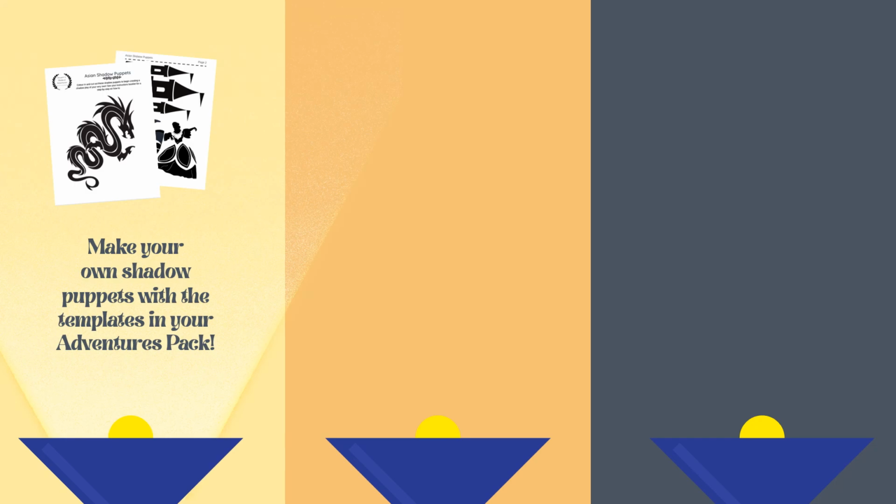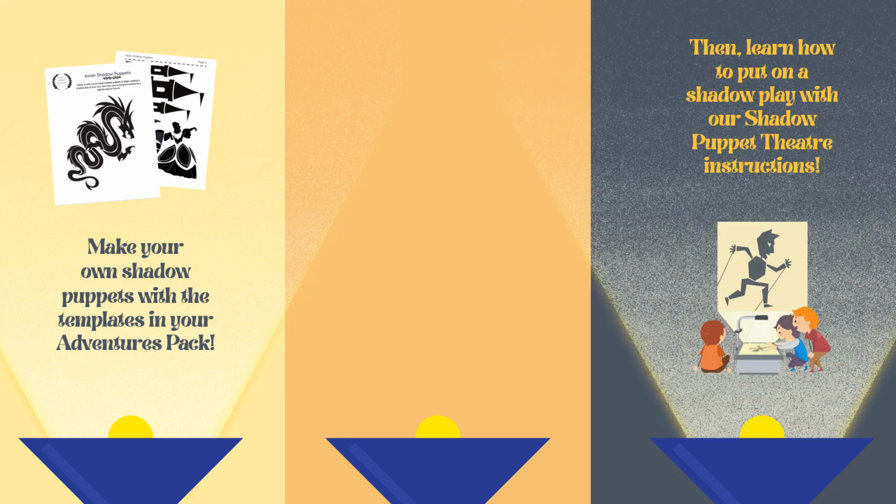Ready to put together a shadow play for yourself? You will find an Asian shadow puppet template in your Ancient and Medieval Adventures pack. Look in your instructions booklet to find out how to put these puppets together, and then find out how to put on your very own shadow play.